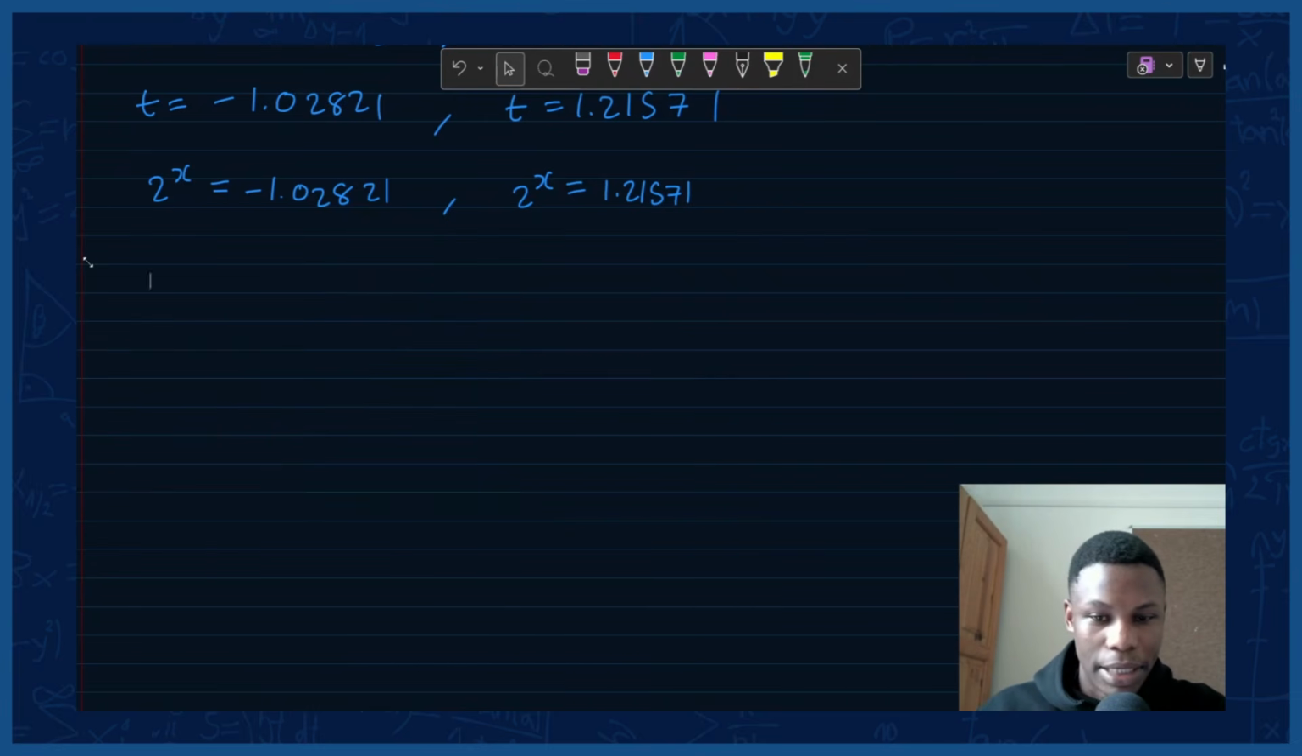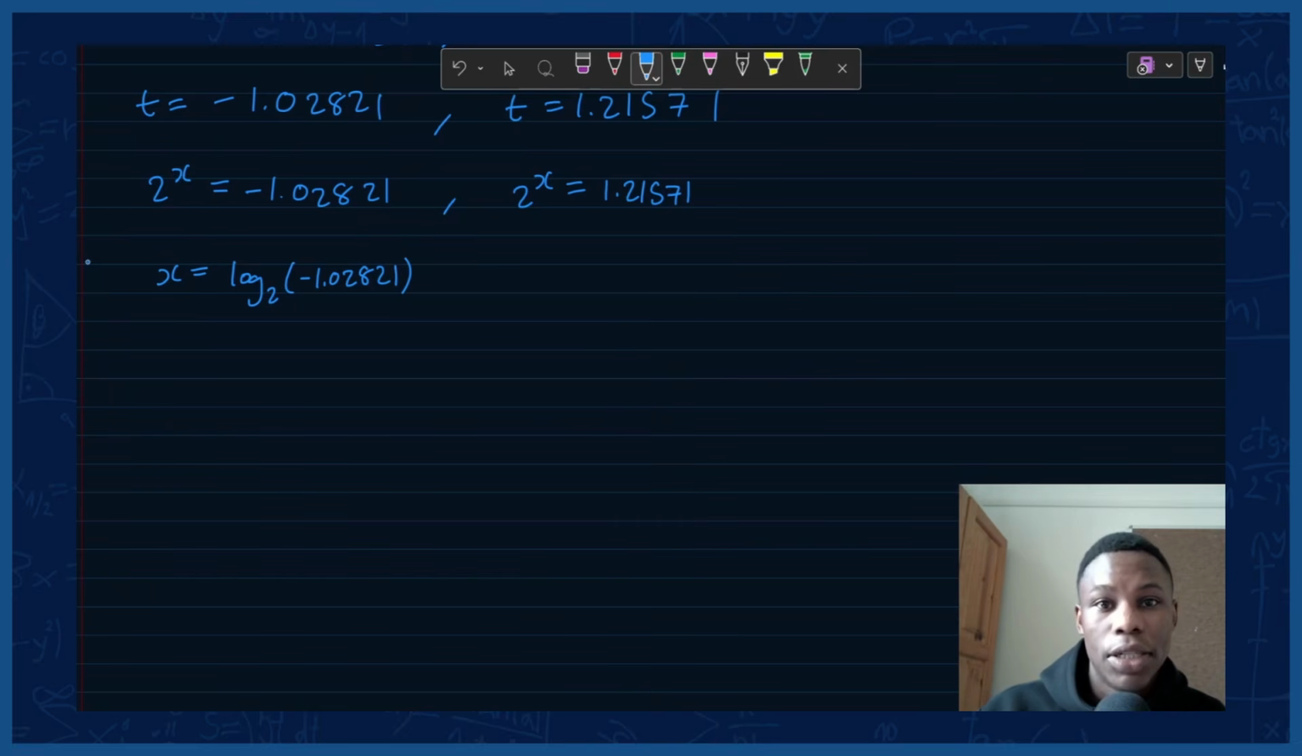Another way to think about it is, to be able to solve this equation, I have to take the logarithm on both sides. So I'd use log to the base 2 on both sides to bring down this x. And so I'd get x is equal to log to the base 2 of my negative 1.02821. And if you punch this into your calculator, you are going to get an error. So x has no solutions.